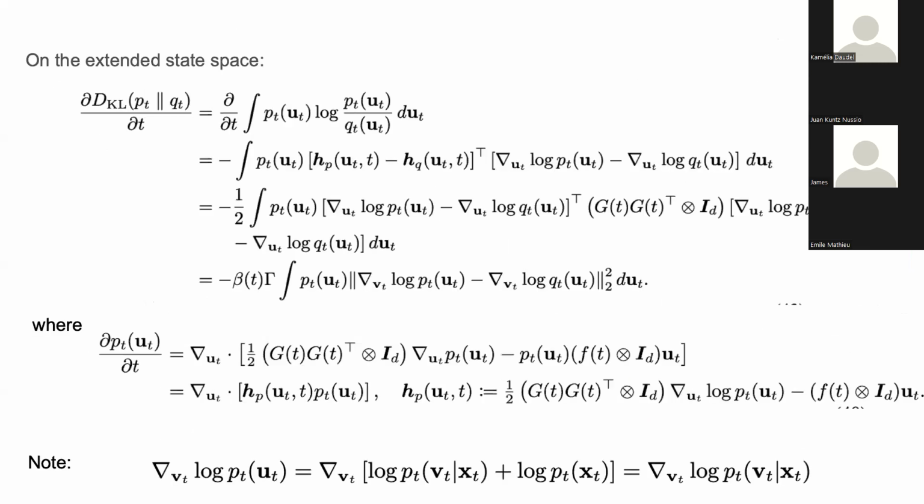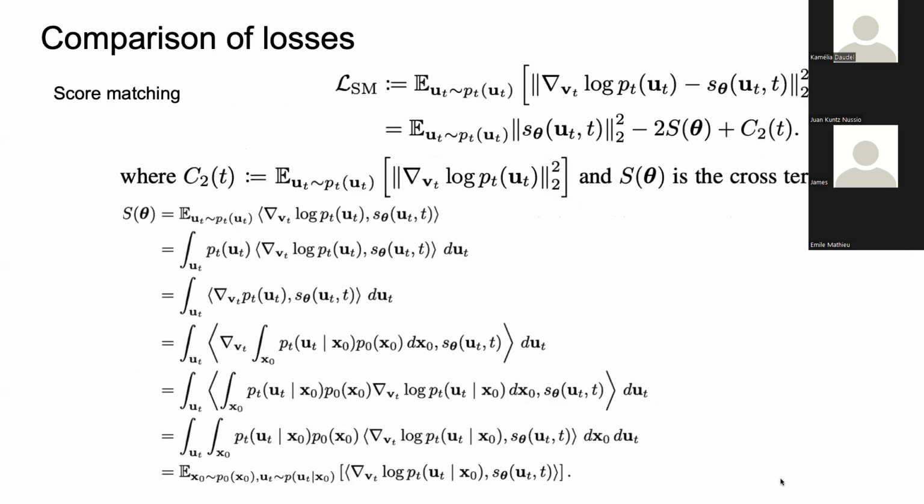Okay, so that's essentially the main way to derive the score term. But again, you can't really simulate this. So people use the regular score matching loss. If you expand this out, you get this nice term here, and one can use this essentially.